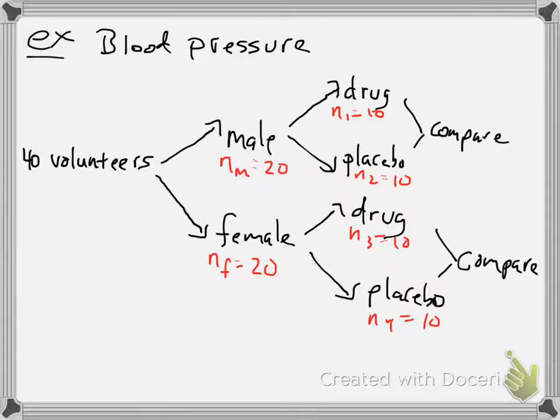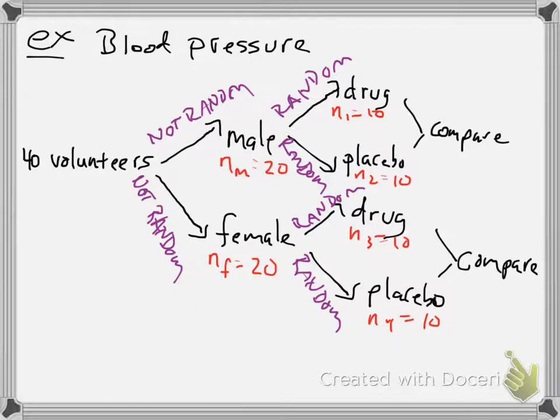And I just want to illustrate here, this first step of blocking is not random. We purposely choose the blocks, like the males and females. That's not random. But then once we get into the blocks, this is where we randomly assign who goes into one group, and then we compare.